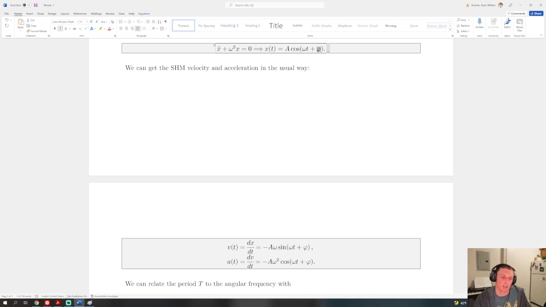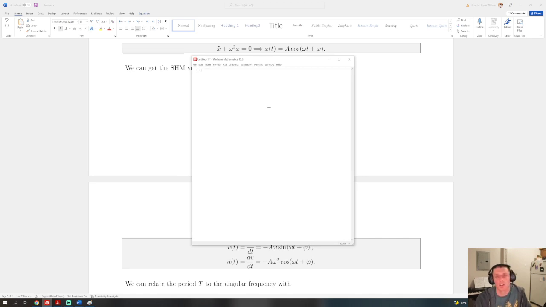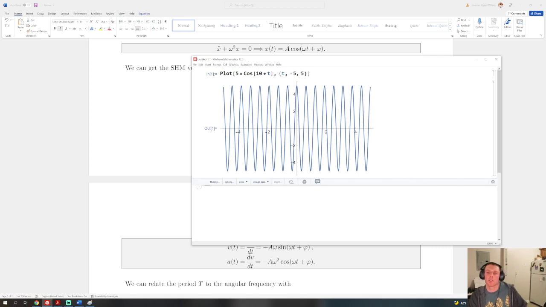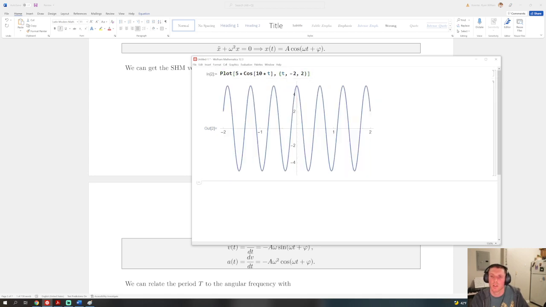Maybe I'll plot some stuff here so we can see what this does, right? So let's just say we have an amplitude of 5 meters or something, and an angular frequency of, let's also say 10 or something. And let's just see what this looks like. So this is where there's no phase constant. We'll plot this from t goes from -5 to 5 or something, maybe a smaller range of values like this, okay?